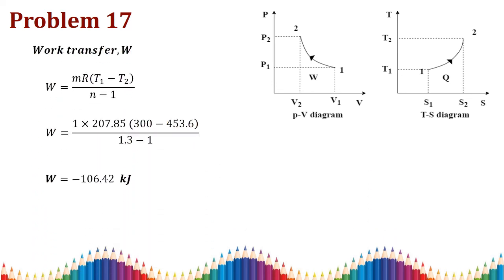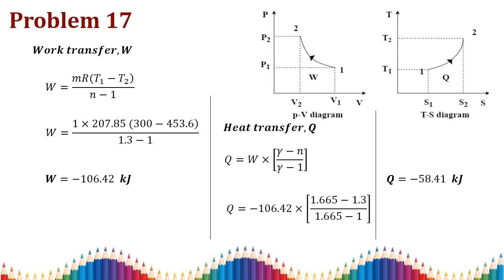Then the work transfer formula will be mR into (T1 minus T2) divided by (n minus 1). Here the R value is different, so you substitute the second case R value, and you will get work done as minus 106.42 kilojoule. Here also work is done on the system. Then the heat transfer Q is equal to work done into (gamma minus n) by (gamma minus 1). Here the gamma value is different, but the n value is the same for both the cases. The gamma value is different and the work done is also different in this case. To find Q, you get Q equal to minus 58.41 kilojoule.